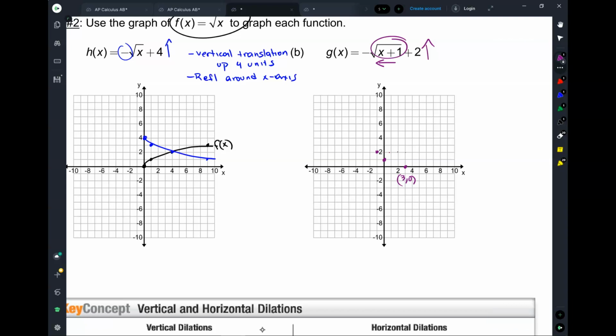And it goes left because it's x plus 1, it's x plus h. So I go left 1. And if I go over 9, that'll put me at 8. I go down 3. They look like inverted commas.